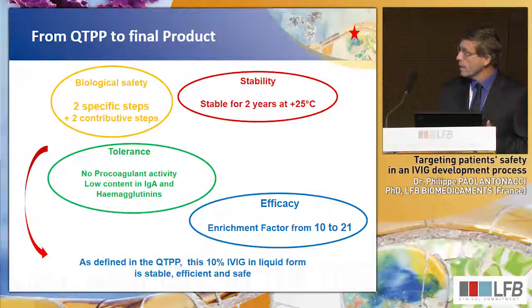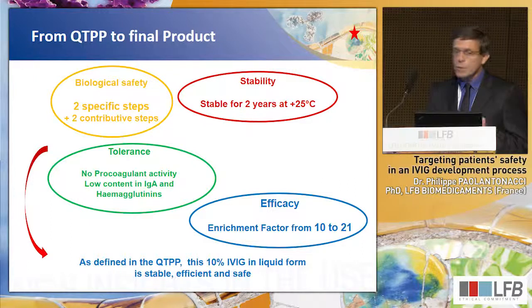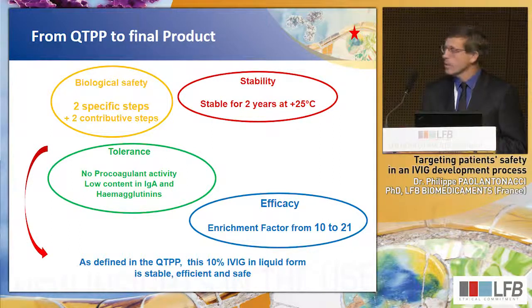So at the end, all these items obtained through the QbD approach make the final product be in agreement with the defined quality target product profile, making this 10% IVIG in liquid form stable, efficient, and safe.